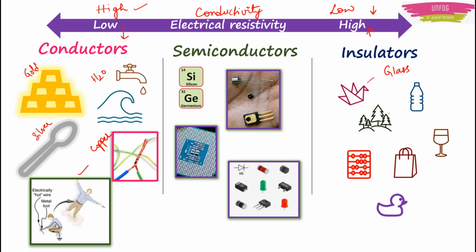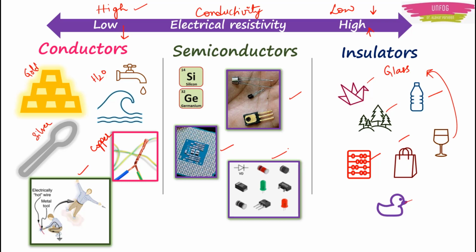Anything, a paper bird, plants, bottle, bag, your abacus slate, your toy or glass, as I told you, all these are insulators. In semiconductors, if you want to see the naturally occurring elements from the periodic table, then silicon and germanium, they are semiconductors. Okay. And there are many artificial things also created nowadays. Whatever you see, the electronic items, the ICs, the integrated circuits, the diodes, the LEDs, all these come under the semiconductors category. All this we are going to learn in this chapter.